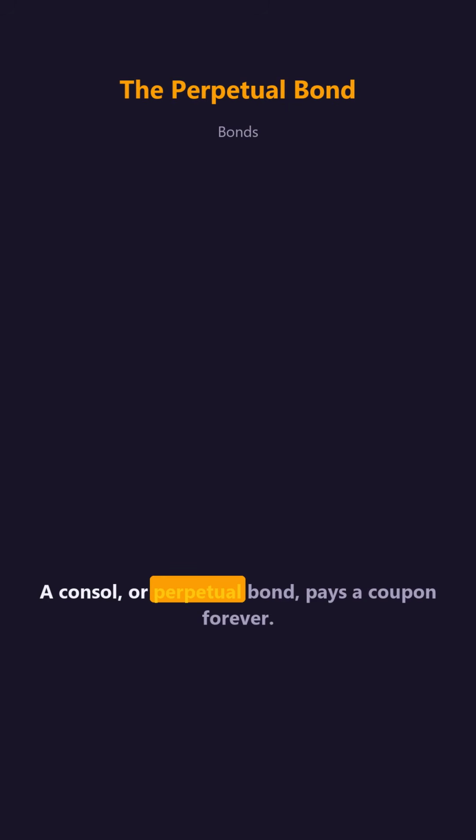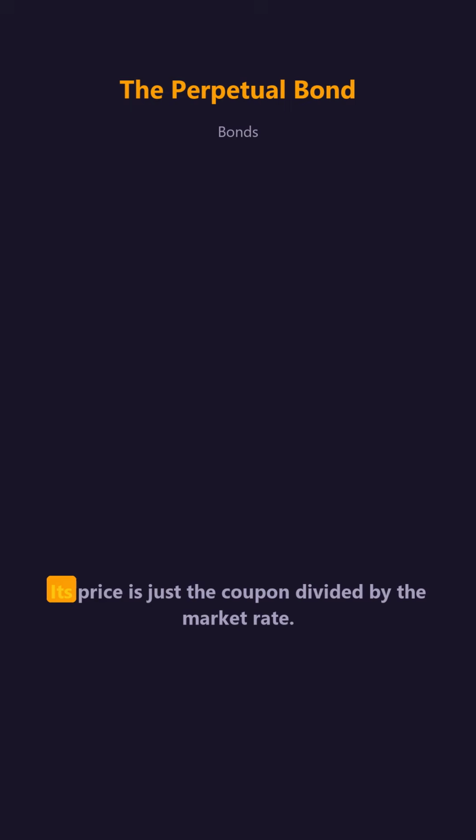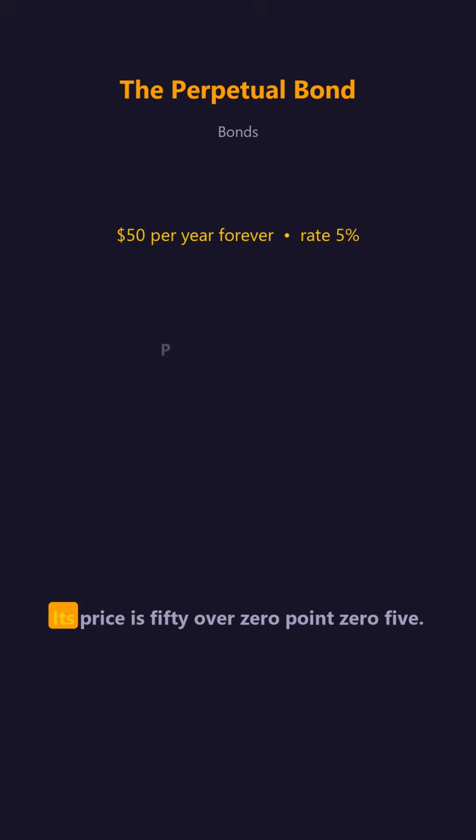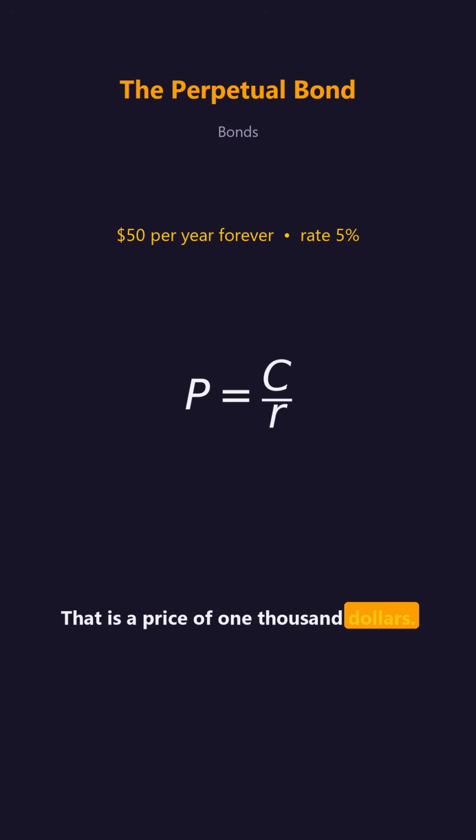A consol, or perpetual bond, pays a coupon forever. It never repays a face value. Its price is just the coupon divided by the market rate. Take a bond paying $50 a year, at a 5% rate. Its price is 50 over 0.05. That is a price of $1,000.